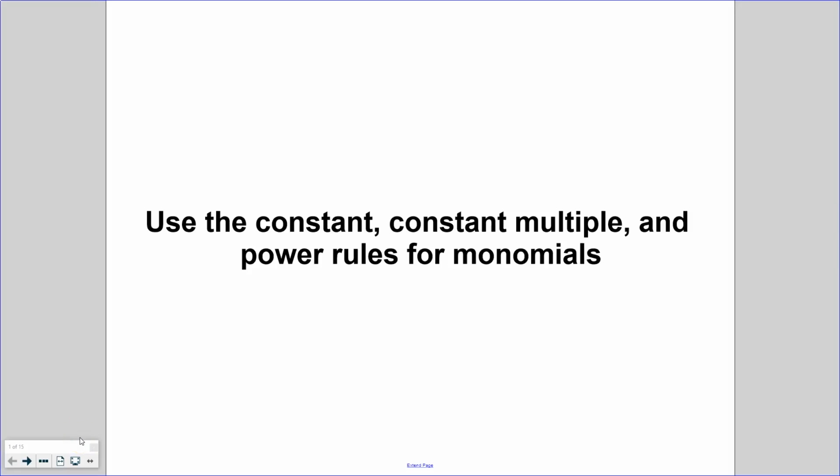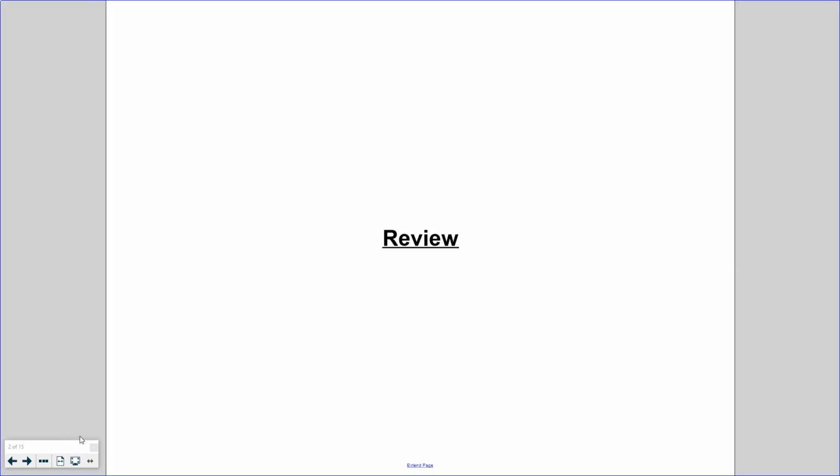Use the constant, constant multiple, and power rules for monomials. Alright, so just a quick review about derivatives.